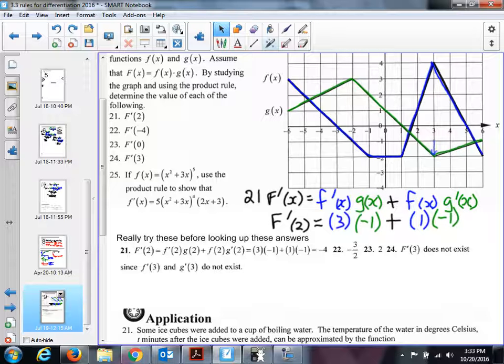Okay, now you've got some minor arithmetic to do here. 3 times negative 1 is negative 3, plus negative 1. So it comes out to be negative 4. Hope it does anyways. Actually, I see I have the answer right there. So there it is.